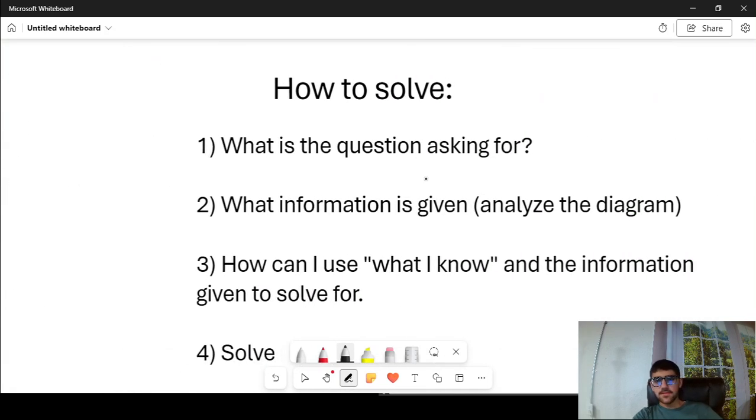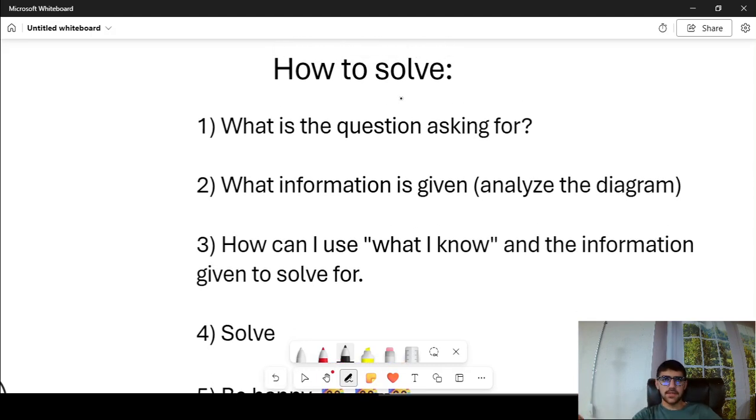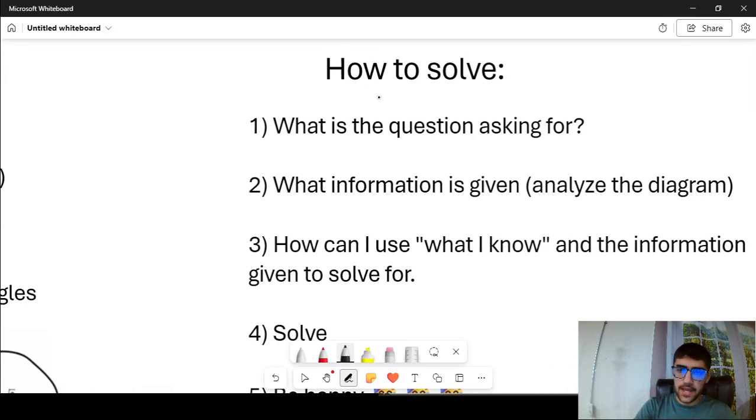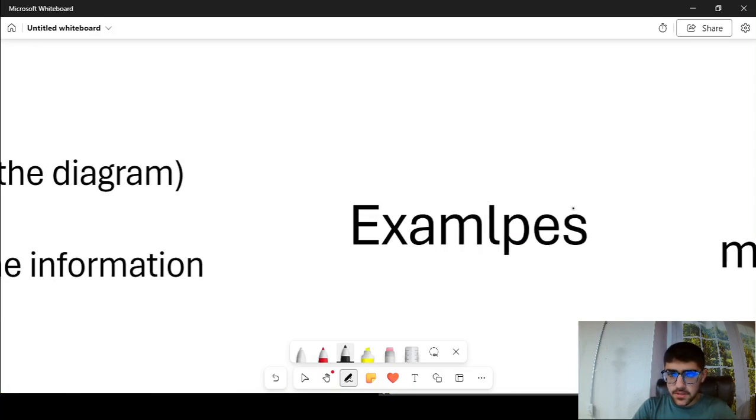And so how to solve. What is the question asking for is the first important thing. Does it want you to solve for sides? Does it want you to find the area? Whatever, just understand. Then you have to analyze the information. I know it's not specific, but it's hard to get specific with these types of questions. What information is given? Almost every time you're going to have some sort of shape with some information, and there may also be some information in the text. Then how can you use what you know, and the information given, to solve for what you need? So let's just move on to examples.